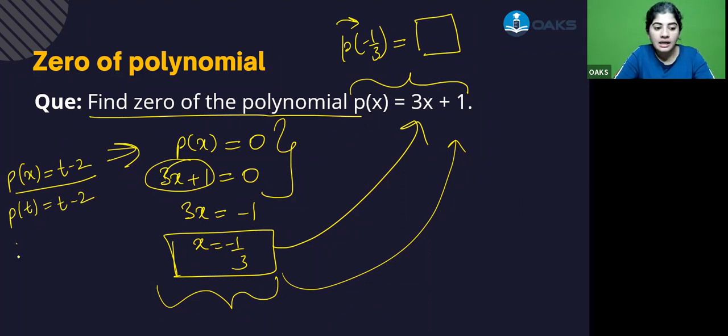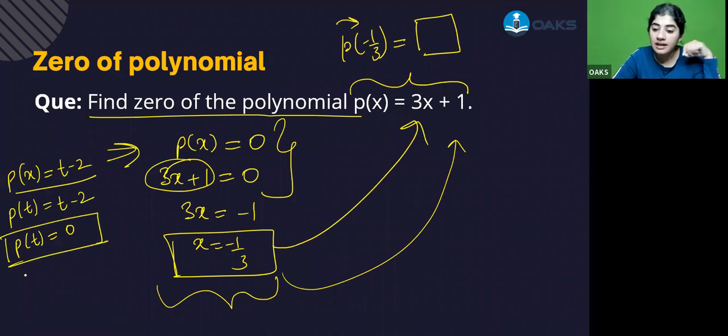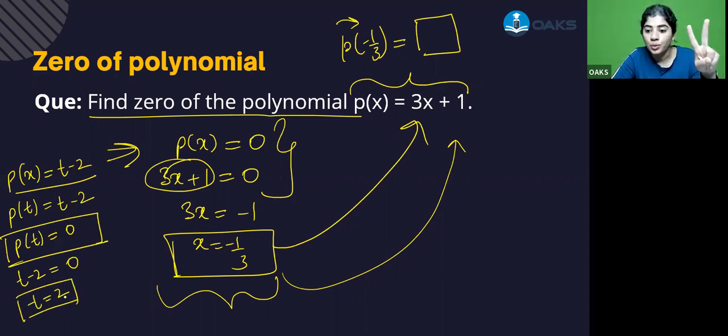I'll put Pt equal to 0, because I know that at the end, if I have some value for t, I put the value of t and I get Pt is equal to 0, right? So we first put Pt is equal to 0. Now write the value of Pt here. T minus 2 equals 0. Now what is the value of t? It turns out to be 2.